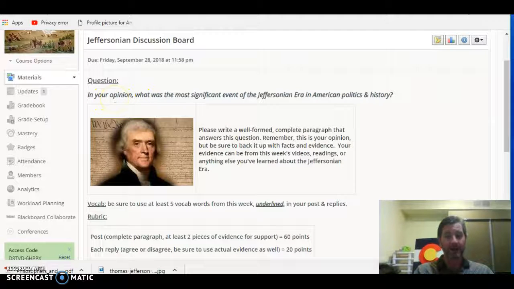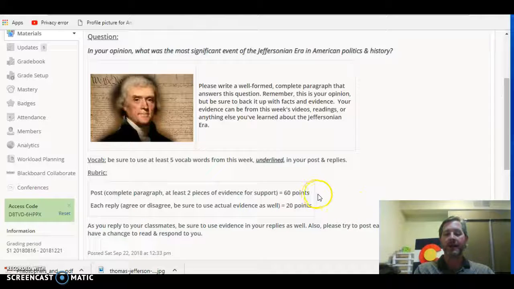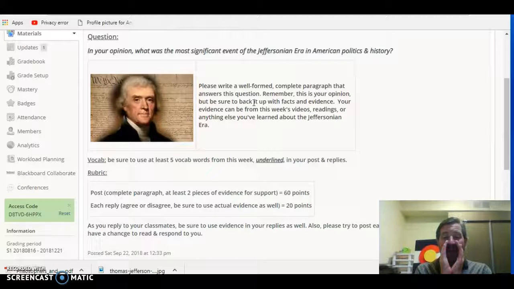So it's your opinion. You get to decide this. What was the most important event of the Jeffersonian era in American politics and history? It's your opinion, but at the end of the day, you got to back it up with evidence. So as it says, please write a well-formed, complete paragraph that answers this question. Use PEA. I know you're using PEA in language arts. Use it here too. Remember, this is your opinion, but be sure to back it up with facts and evidence. Your evidence can be from this week's videos, readings, or anything else you've learned about the Jeffersonian era.